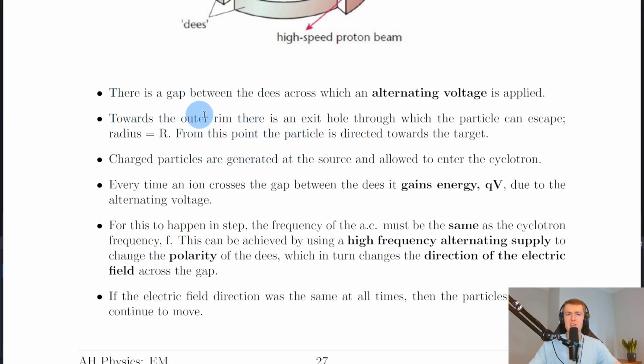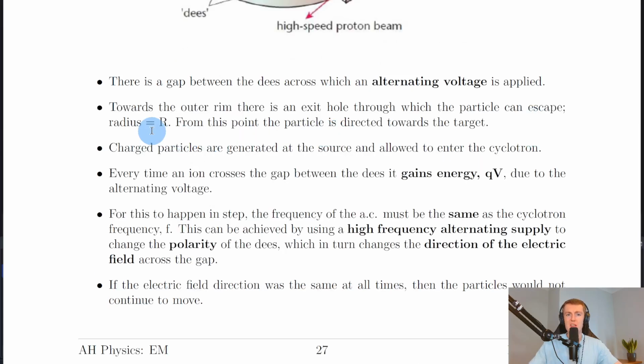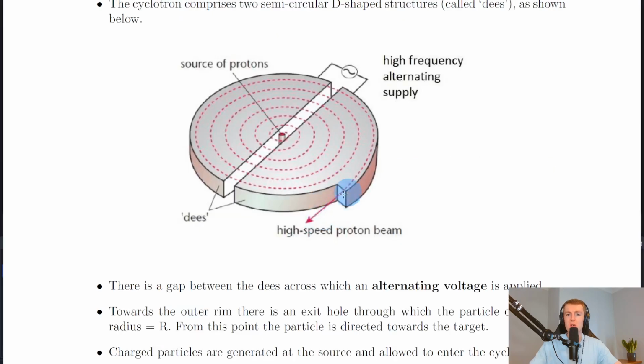So first of all, it says there is a gap between the Ds across which an alternating voltage is applied. So the alternating voltage is applied between the Ds, and this will set up an electric field between the Ds. It then says towards the outer rim there is an exit hole through which the particle can escape, and this has a radius of big R. From this point the particle is directed towards the target. So here's the exit point where the high-speed proton beam can leave in this case.